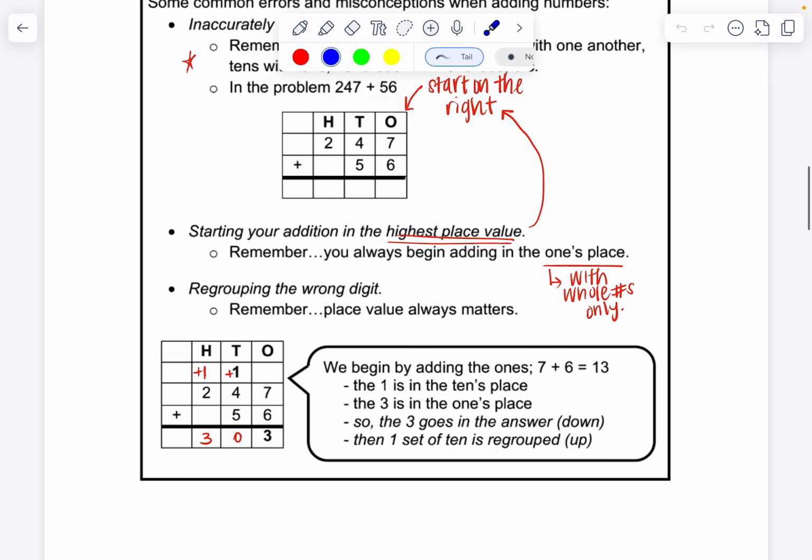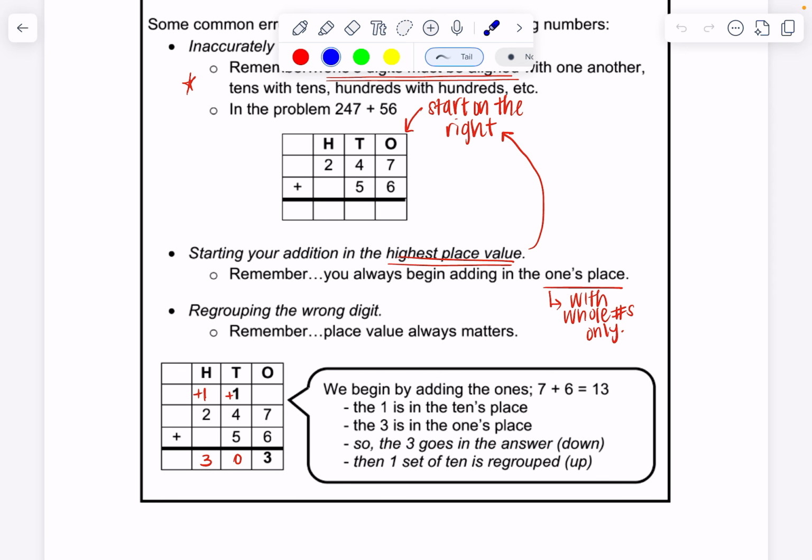So from there, it's also important to know that you always want to start at your smallest place value. So we always want to start at the right. In this case, it's the ones place because we're only working with whole numbers. However, when we work with decimals, we might start at the tenths place if the tenths place is our smallest place value, or the hundredths or the thousandths.